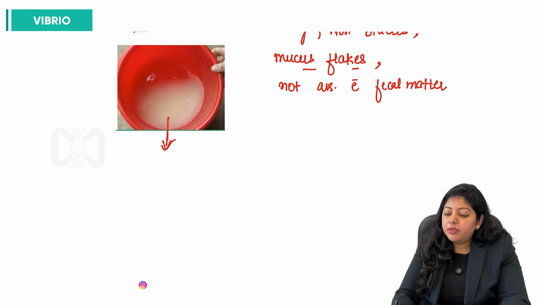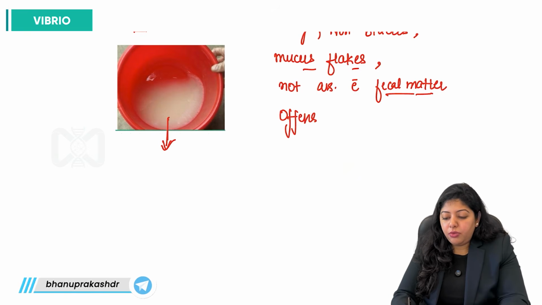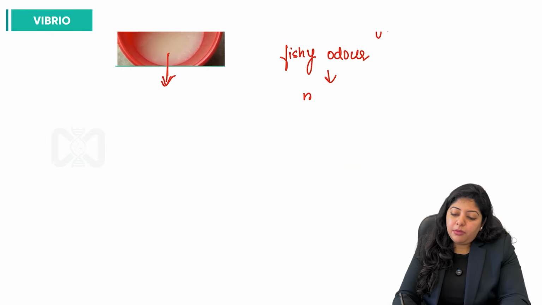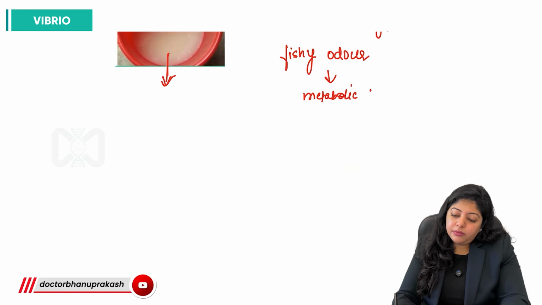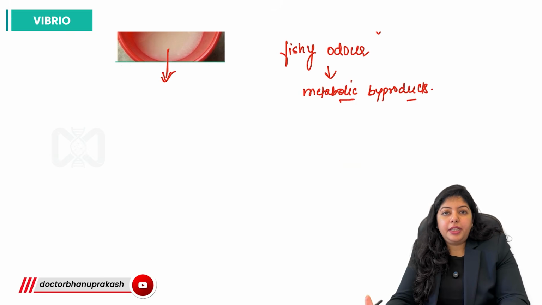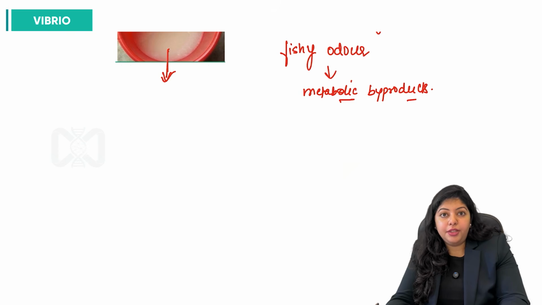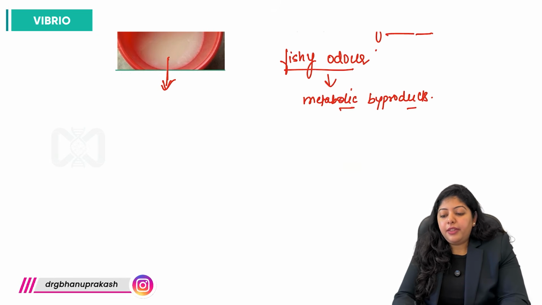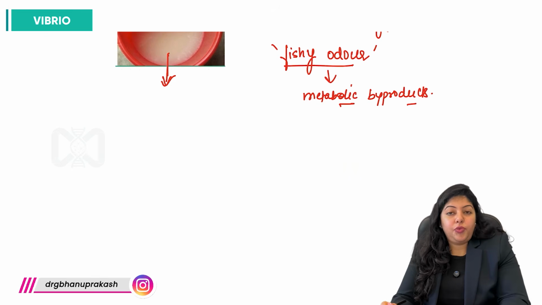So they are not associated with any fecal matter, and also this type of stool has a fishy odor. And why is that fishy odor? Because of the metabolic byproducts, because a large amount of bacteria are responsible for causing this type of diarrhea. A higher bacterial load is required, so the byproducts are naturally going to be high. So that is the reason why we have fishy odor in rice water stools.